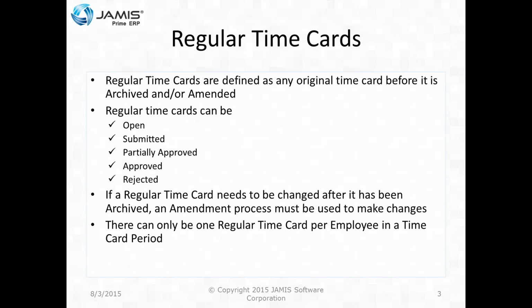the time card itself. Now, when I talk about regular time cards, they are simply your original time card before it is archived and or amended. The bottom line is the time card is recording hours in the system, but it is not going to record expense until management actually processes those time cards in your JAMIS Prime database. It's simply collecting the hours against efforts and against particular earning codes.